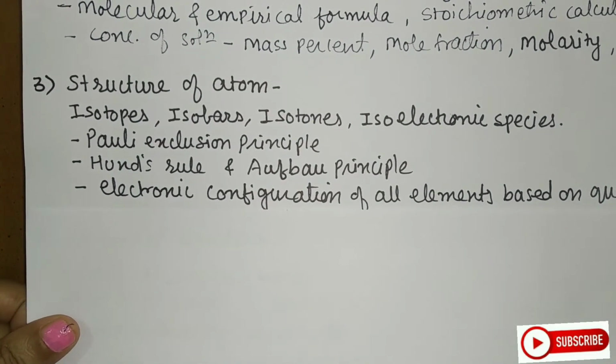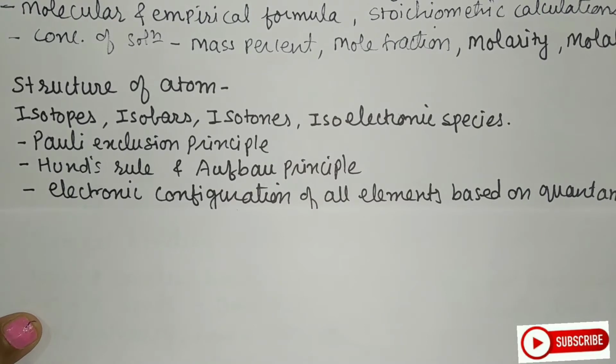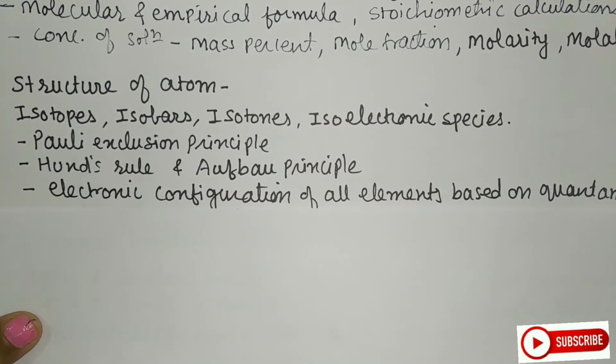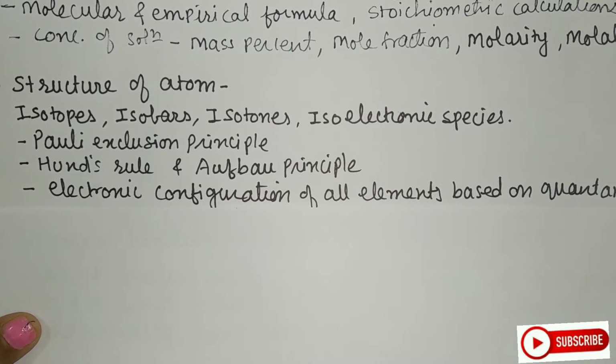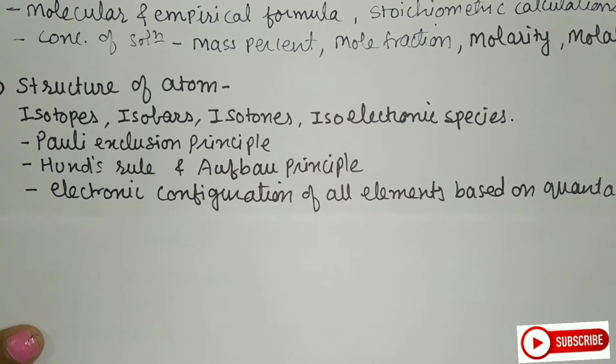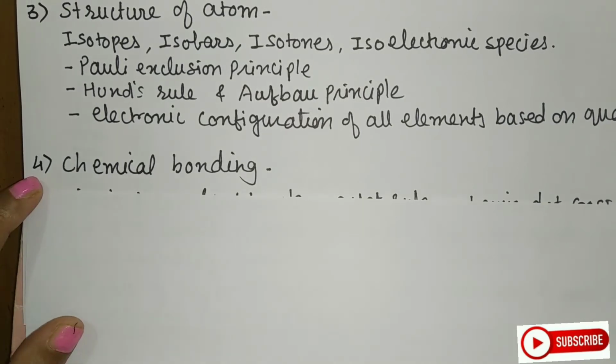Students, here I am talking about the electronic configuration which is related to 1s2, 2s2, 2p6, 3s2, this type of electronic configuration, the long form as well as the condensed form. You must practice for all the elements. Next chapter is chemical bonding. This is a very important chapter.